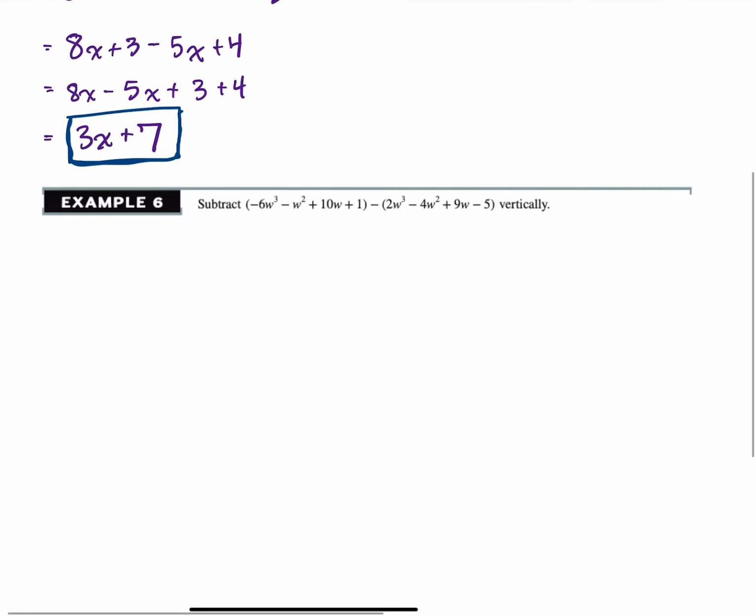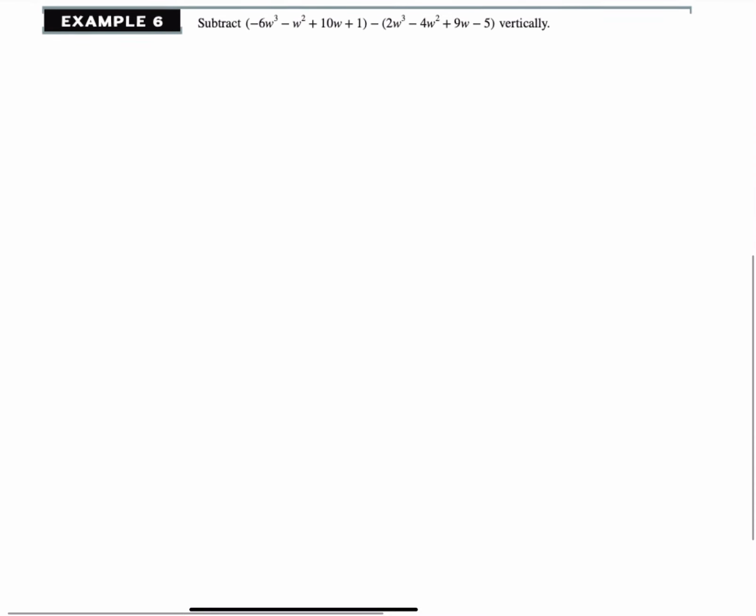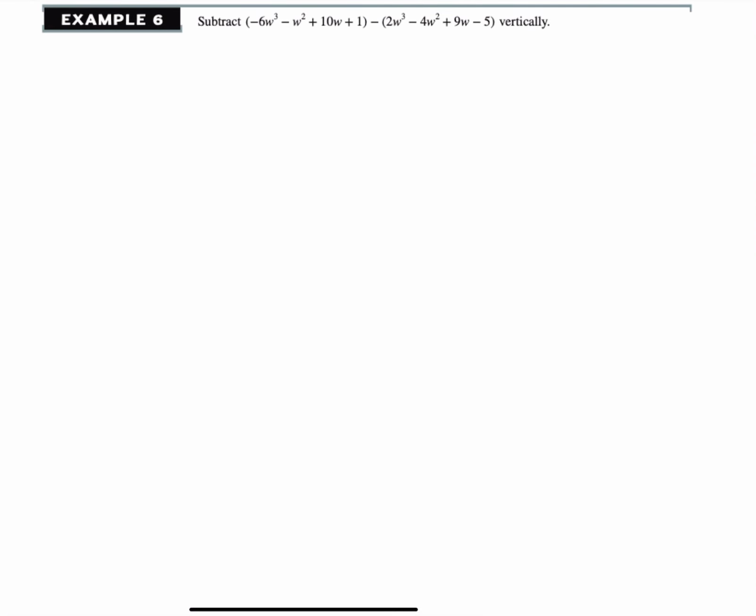All right, let's see a slightly more complicated example. We have minus 6w cubed minus w squared plus 10w plus 1 minus, in parentheses, 2w cubed minus 4w squared plus 9w minus 5. So let's distribute that negative to every term in the second polynomial.